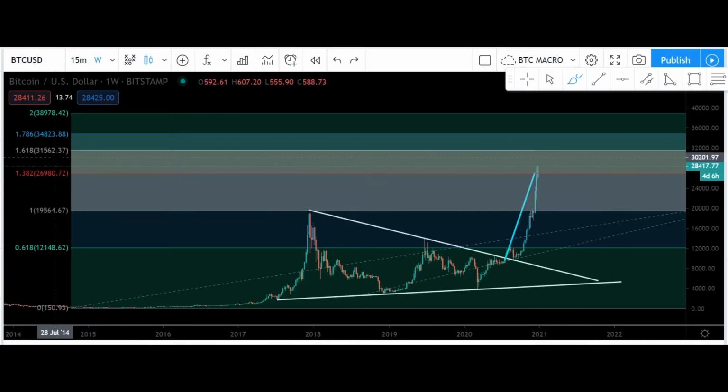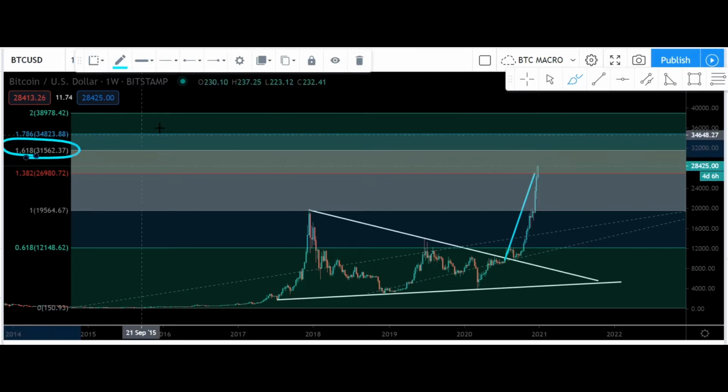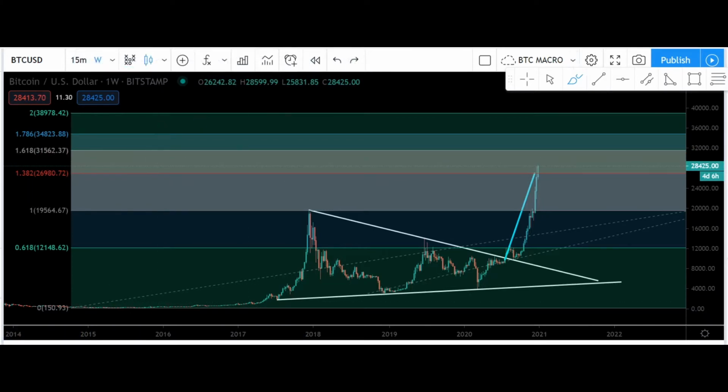You know that a lot of analysts out there are targeting around the 30,000 US dollar mark right now before rejection, and that does make perfect sense because it is a nice round number, you guys. But I just want to show you the technicals that are pointing towards potentially a slightly higher move than that even.